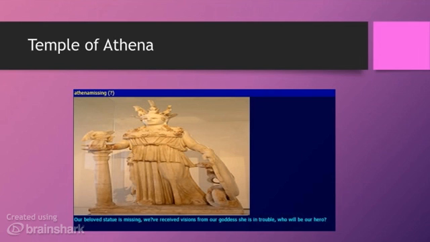I want to start by saying I did not do the normal search a mansion game. I actually took the idea of that and turned it into something where we would be running around Rome, Italy, looking for a statue. Basically, at the beginning of the game, you will get a message: our beloved statue is missing. We've received visions from the goddess. She is in trouble. Who will be our hero?